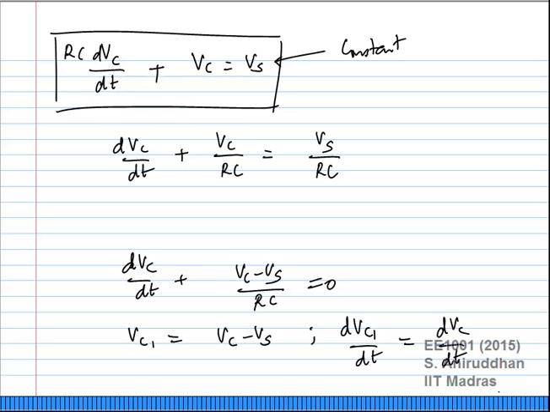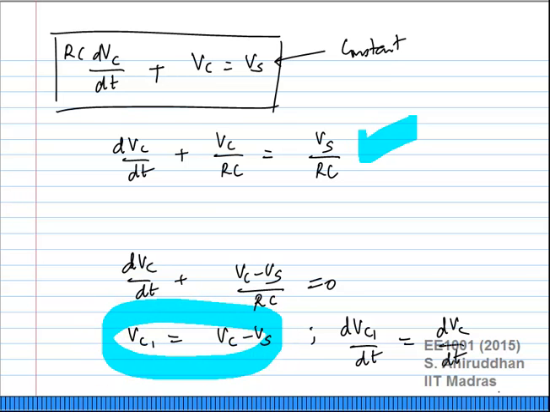The next thing that we discussed was the case when Vs was non-zero but constant, and in that case you get an equation which looks like this. And we replace the variable Vc with a new variable, Vc1, which is Vc minus Vs. Because Vs is constant, dVc1 by dt was equal to dVc by dt.